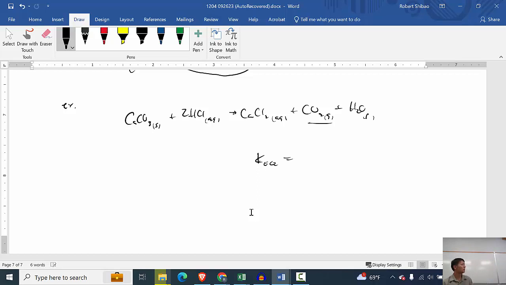KEQ is going to be the activity of the products. So the activity of the solution is going to just be its molar concentration. The activity of CO2 is just going to be the pressure of the CO2. Activity of water is just 1. Divided by the activity of calcium carbonate, which is 1. The activity of the solution HCl is going to be squared. And that's it. So this is going to be a mixed, we're going to have concentration and pressure.